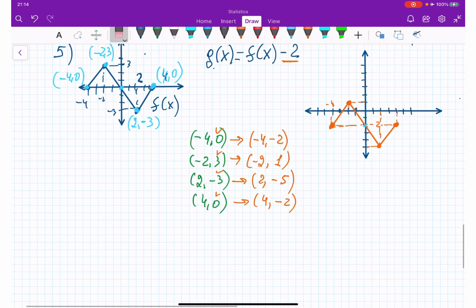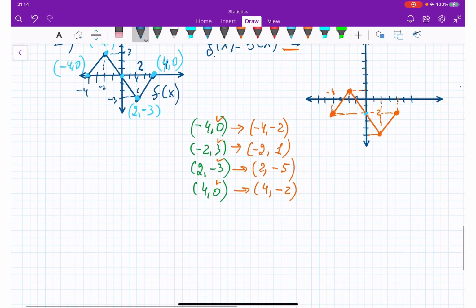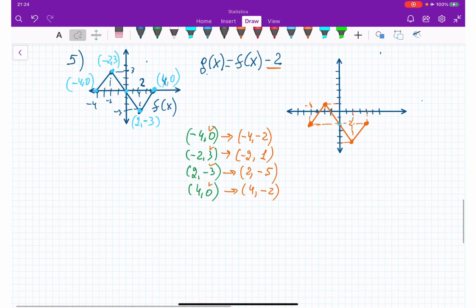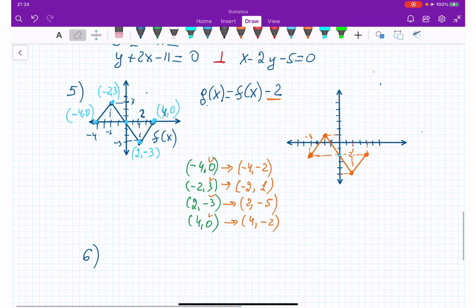Question number 6. So we are going to use the same graph. Let me see if I can copy and paste, so as not to build the whole thing again.